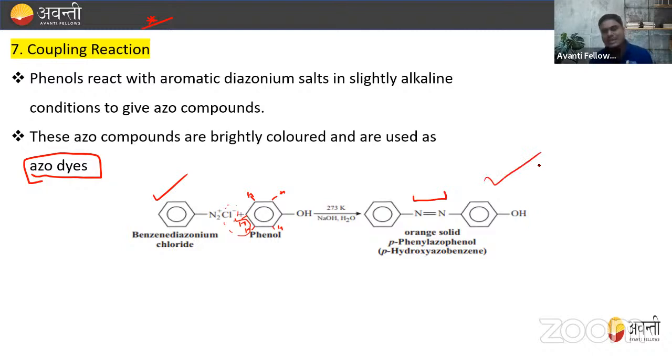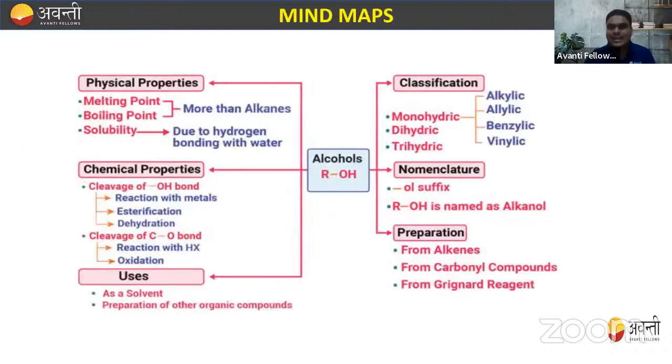So this is known as the coupling reaction, and the final product we get is known as para hydroxy azobenzene, right? So this is all about the chemical properties of phenol.